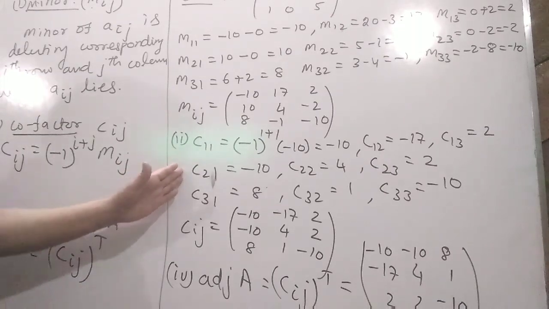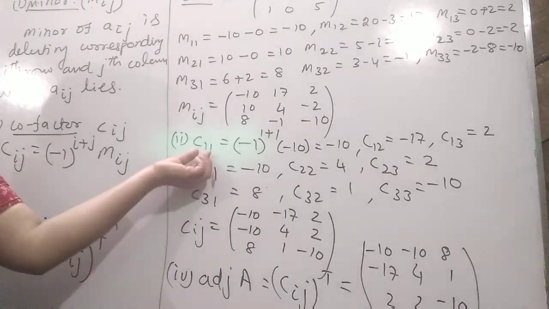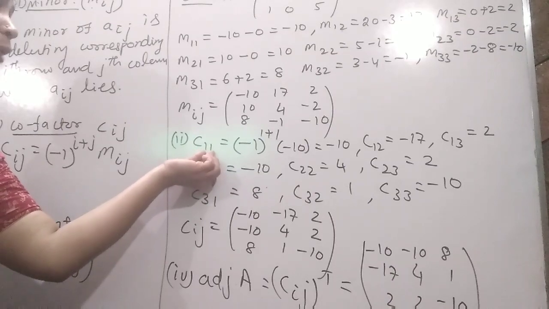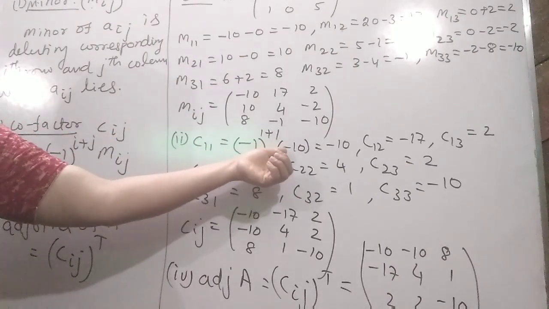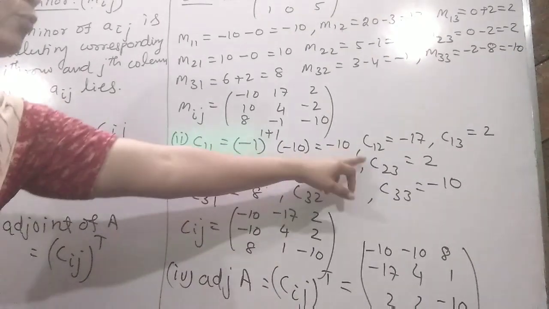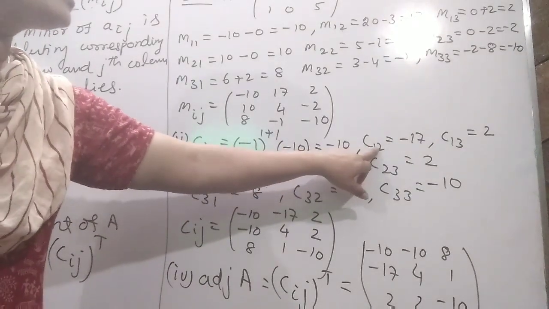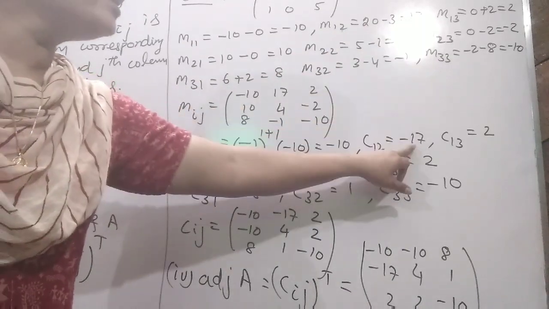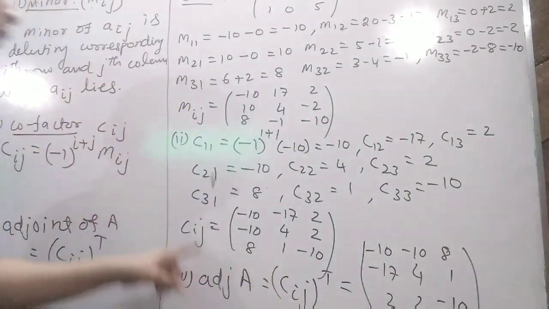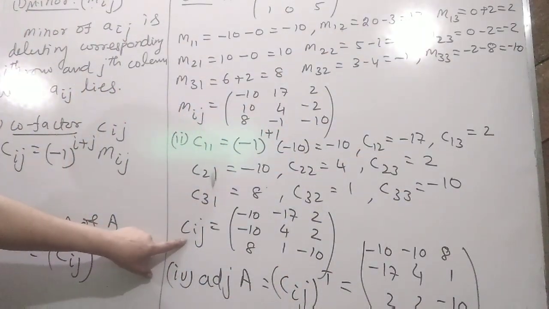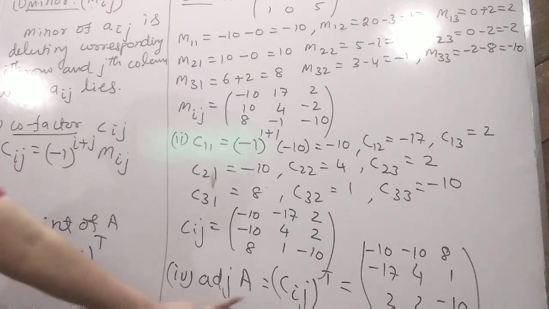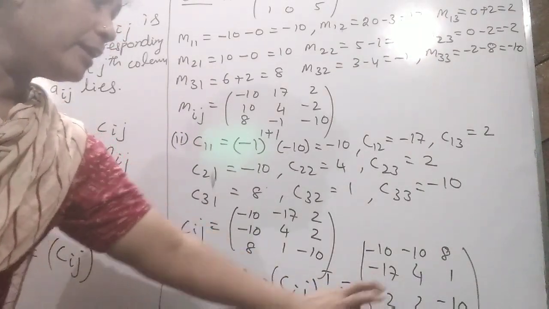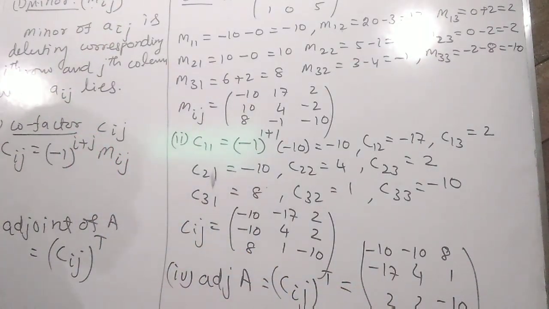Now I told you a very simple way. Suppose you need C11, then 1 plus 1 is 2. If it is an even number, then take the minor of the element with the same sign. If it is an odd number, like 1 plus 2, that is 3, then take the minor of the element with the opposite sign. That is what I told you, and in that way we are finding the cofactor of the matrix. Then the adjoint of the matrix equals, by the formula I told you, Cij whole transpose. If I take it like this, I will get it. Are you clear?